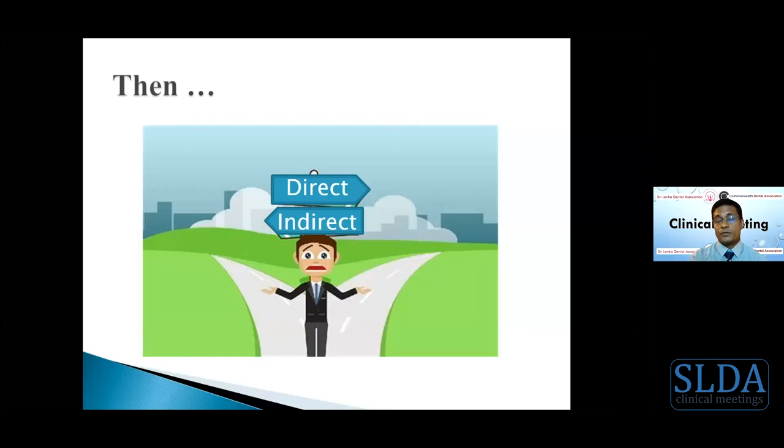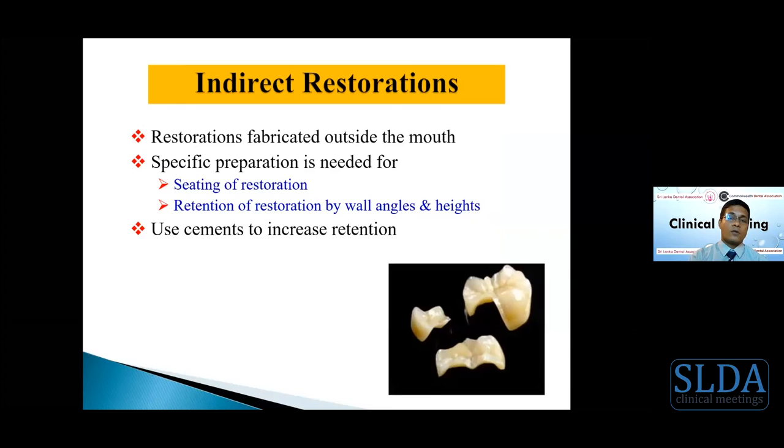Indirect restorations are fabricated outside the mouth, at the chairside or in a laboratory with the help of a dental technician. During this process, the tooth preparation is required in such a way as to seat and retain the restoration on the tooth frame, and you can obtain additional retention with adhesive resin cements.